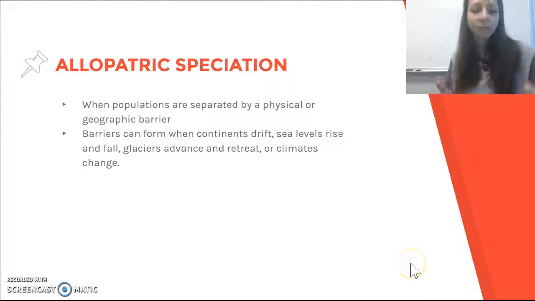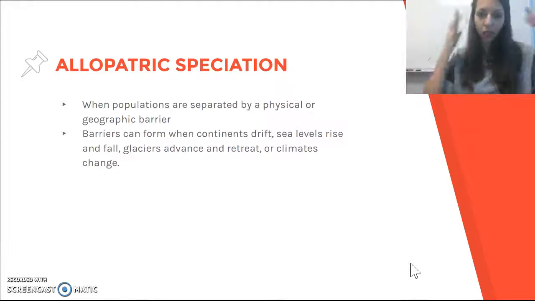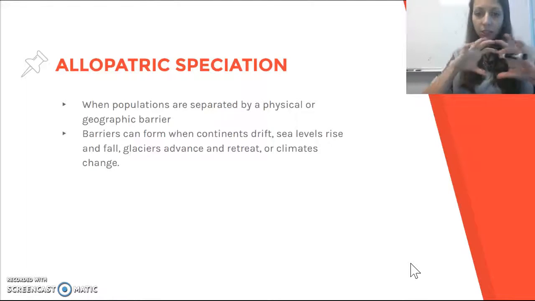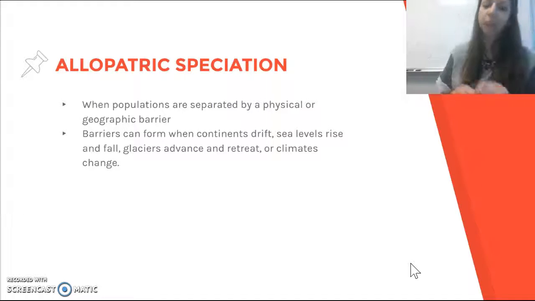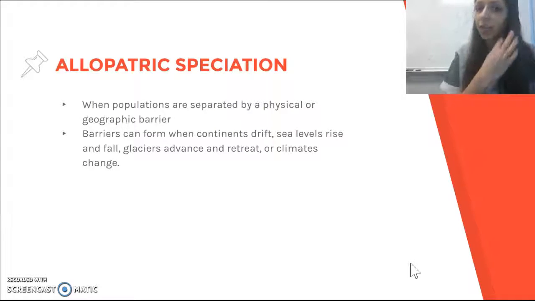Okay, one type of speciation I want to talk about is called allopatric speciation. Now this is when populations are separated by a physical or geographic barrier. They actually are separated. And these barriers can form when continents drift, when sea levels rise and fall, when glaciers advance and retreat, and climates change.